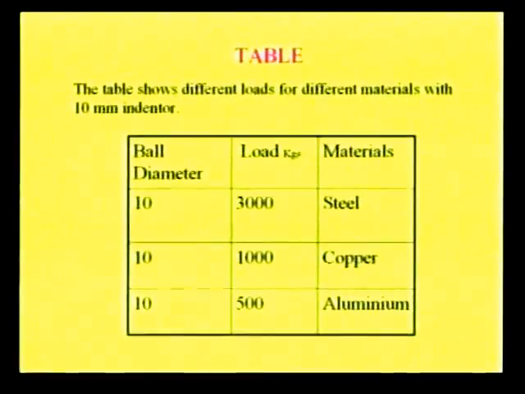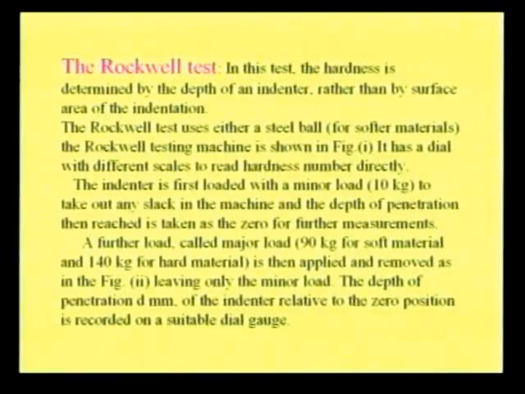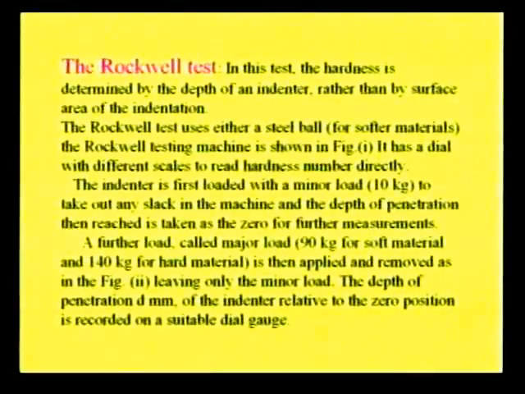different loads for different materials with the 10 mm ball indenter we are using. So in the Brinell hardness test, we are using 10 mm balls, and different loads we are applying. For the case of steel, the maximum load we can apply is 3000 kgs. In the case of copper it is 1000, and in the case of aluminum it is 500. That means depending upon the material properties, the load applied is also different. And then Rockwell test. In this test, the hardness is determined by the depth of the indenter rather than by the surface area of indentation.